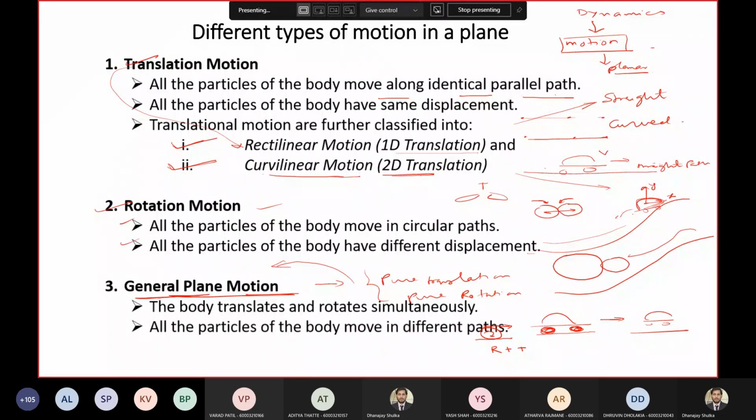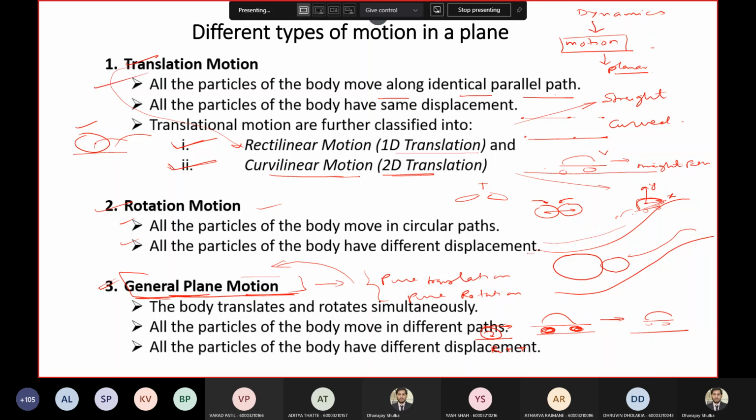And all the particles of the body will move in different paths. If you trace each particle, you will see that it will follow different paths. We'll see that when we study the kinematics of rigid bodies, that is, general plane motion analysis. So in our syllabus we have this and this. Is this understood? Is it clear to you? The different types of motions and their characteristics. This is very important. First, you should understand the different types of motion before analyzing the motion parameters.